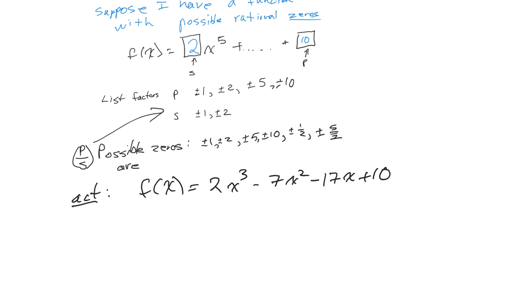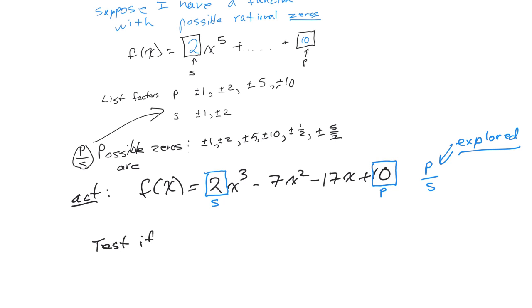But now, here's what we did. We identified the S, the starting value, and the posterior value, and then we made ratios of p over s, and we explored all the p over s's, right? Now, when we explore all the p over s's, if I wanted to find if this was a possible zero, all we have to do is test if one of the values that we had here works.